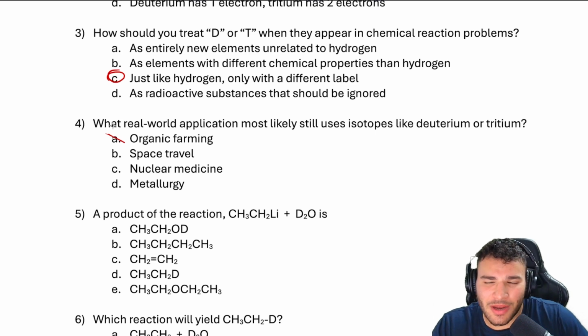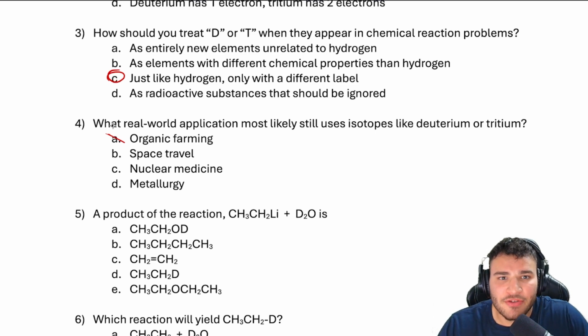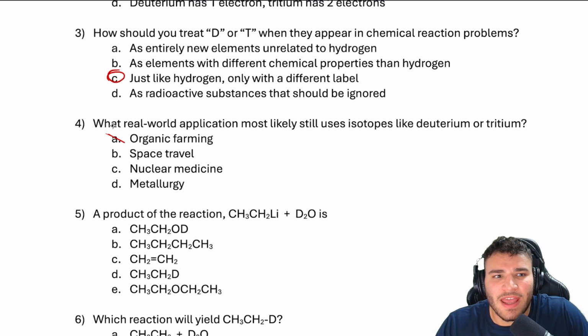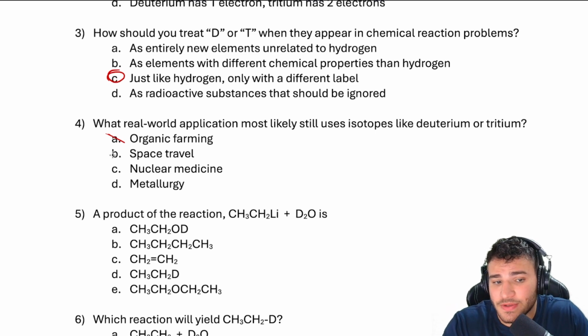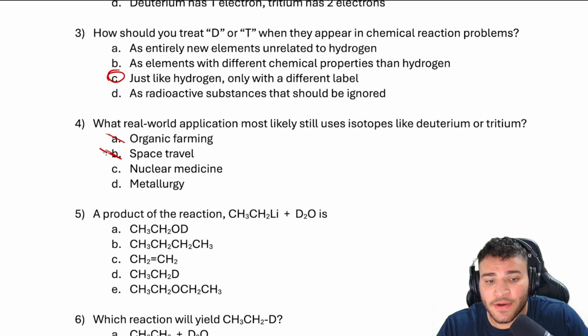In general, when we're talking about engineering, the amount of hydrogen or deuterium or tritium doesn't really matter, right? If they all act the same way, why would it matter whether you're focusing on hydrogen, deuterium, or tritium, unless you're trying to label something, right? And so space travel is probably not accurate.